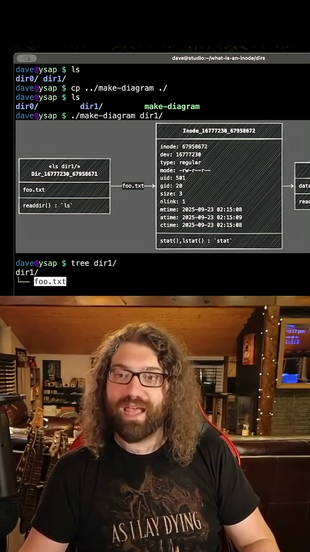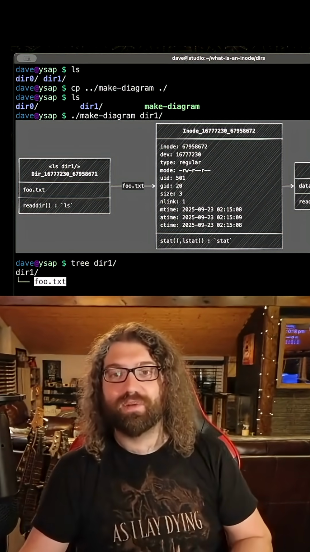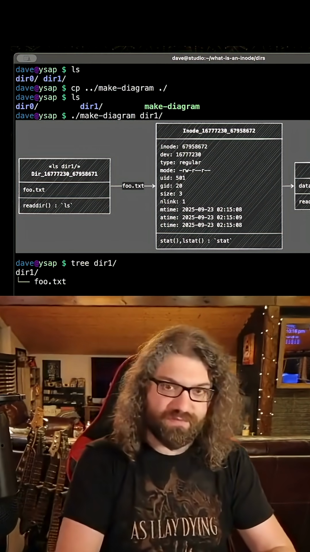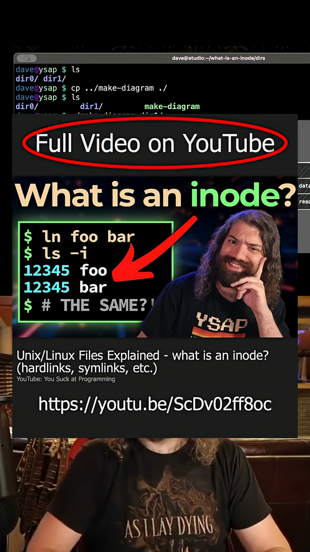And then if you were to cat the file, you would get the data blocks for foo. I didn't actually put the data blocks in here, but I think foo is... What did we even put in foo? If we cat dir1/foo.txt, we get hi.